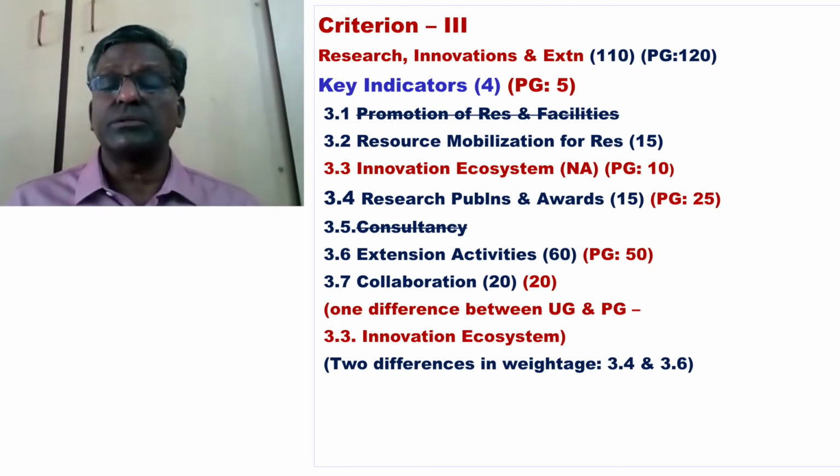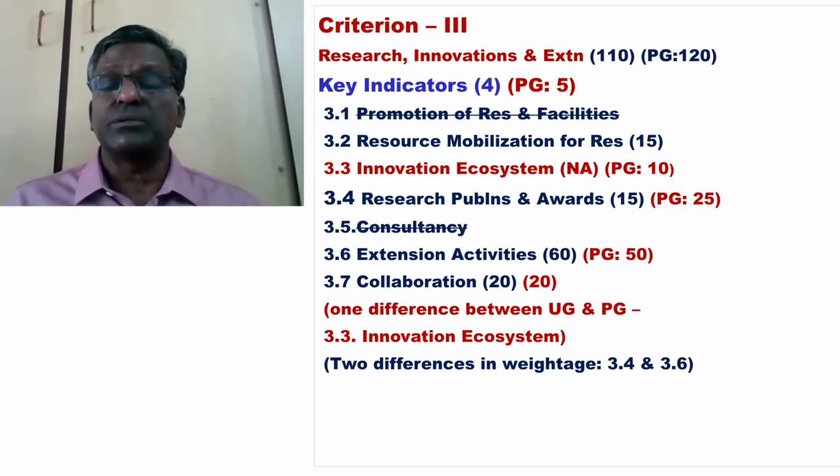even then the weightage is a paltry 10. Then 3.4, research publications and awards. 3.5, consultancy. There is no consultancy for affiliated and constituent colleges. Only autonomous colleges and universities are supposed to take up consultancy and generate some revenue through consultancy. 3.6, extension and outreach activities. Then 3.7, collaboration. How many MOUs the institution has signed would come under collaboration.